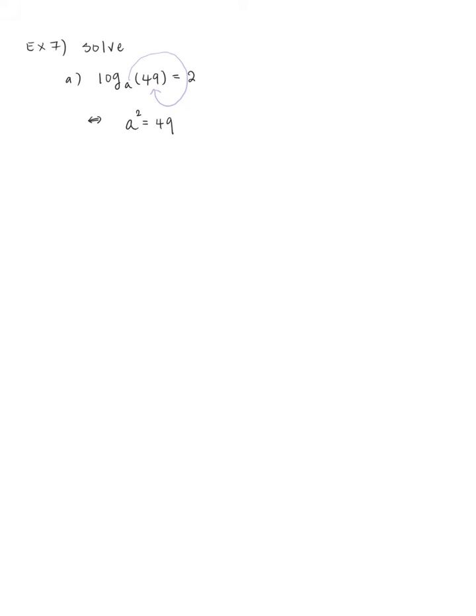Now, how do I solve for a? Well, we need to apply the square root property. So here, what we're going to get is a must be plus or minus the square root of 49, which means that either a is positive 7 or a is negative 7. But again, our base and the argument of the log, which is what's in the parentheses, cannot be negative, nor can they be 0. So in this case, we need to eliminate the negative value, and then we just keep the positive side of a. So our answer is a equals 7.